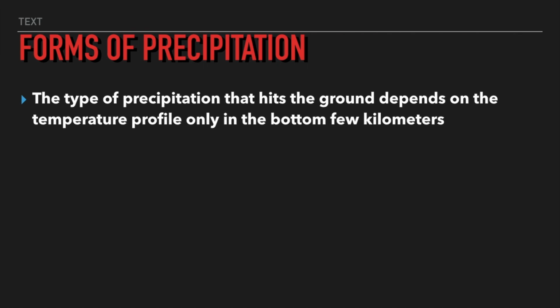Okay. There's lots of different types of precipitation. It's not just snow and rain. There's hail, there's sleet, there's glaze, which is also called freezing ice. So why do those things happen? Well, whatever reaches the ground depends on the temperature profile of the bottom part of the atmosphere, right?